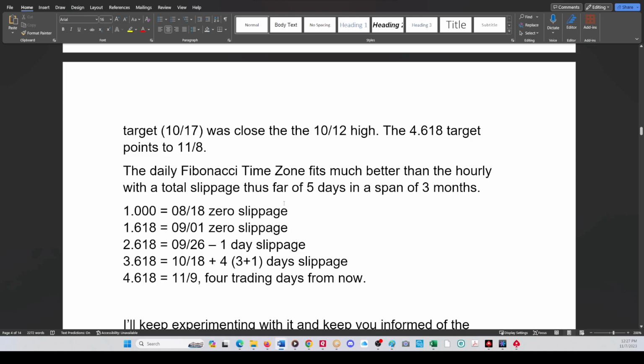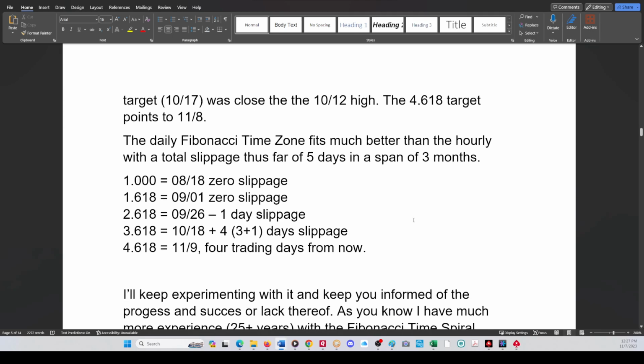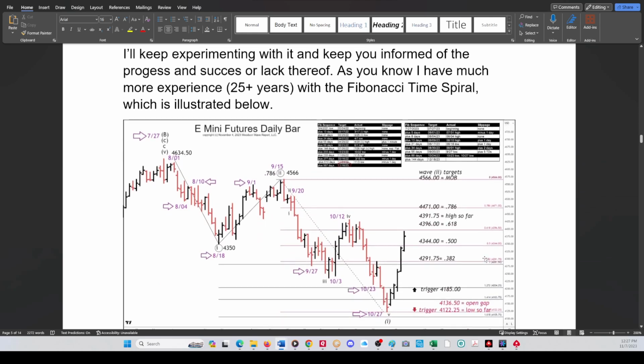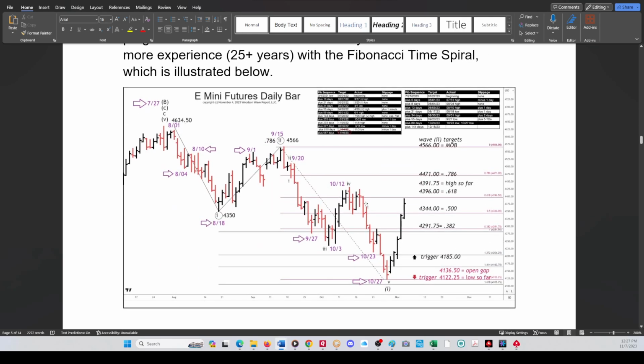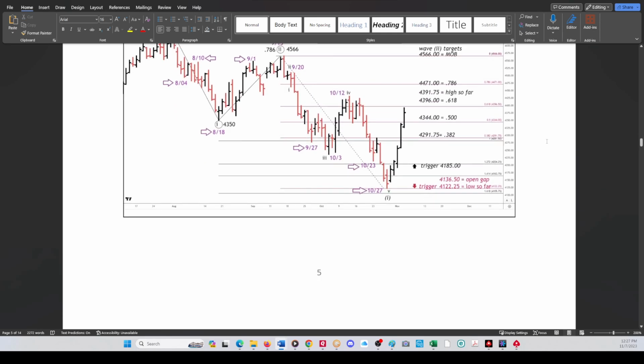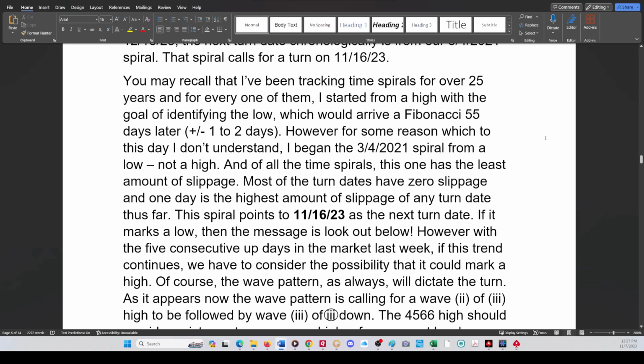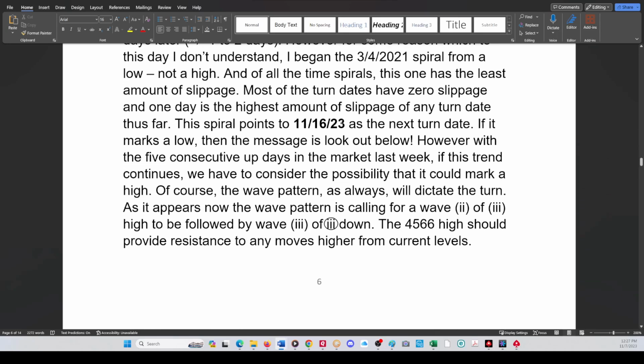Here's what a time zone looks like: it fits a little bit better on the hourly chart than it does on the daily chart. Again, I'm experimenting with it, as you can see here, and here is that with the daily again, with our table here for our Fibonacci turn dates, or the Fibonacci time spiral, which we have 25 plus years experience with. Okay, so that's what we're looking at there. 11:16 is the next turn date.